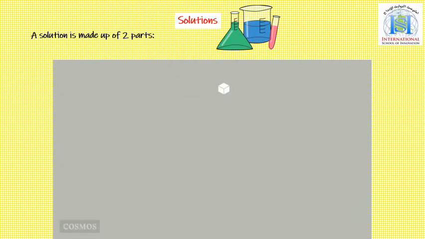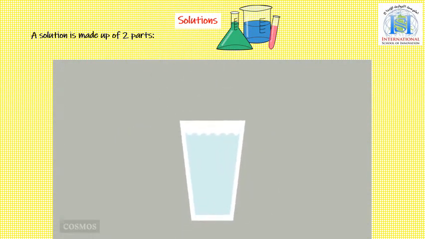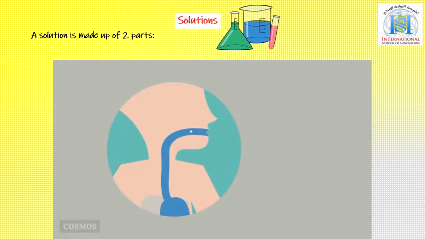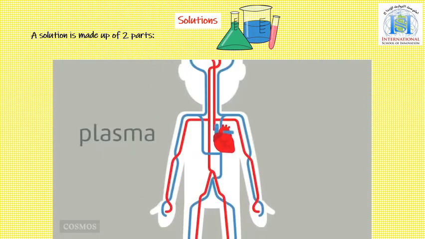But sugar is insoluble in other liquids, such as oil. Water is a good solvent because it can dissolve a large variety of substances. We depend on this fact to stay alive. For example, one of the ways we digest food is by dissolving the water-soluble parts of it, such as salt and sugar, in saliva, which is over 98% water. The plasma in blood is a water-based solution too. It carries solutes such as salt, sugar, and proteins around the body to where they're needed.